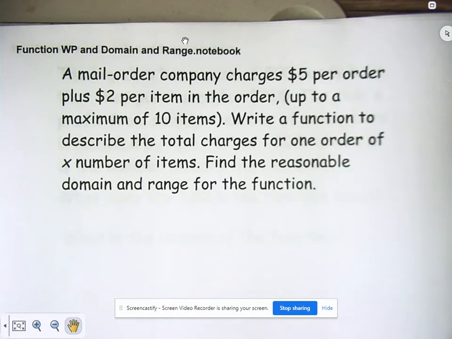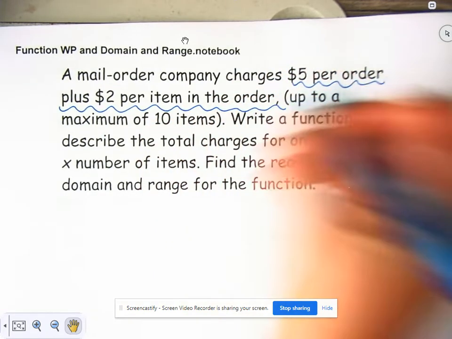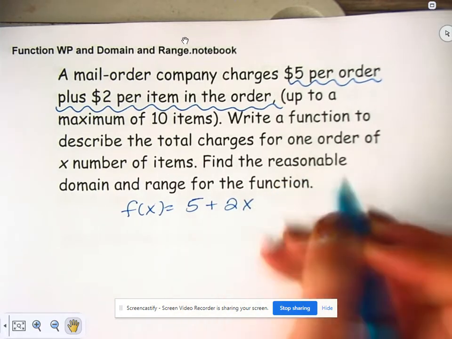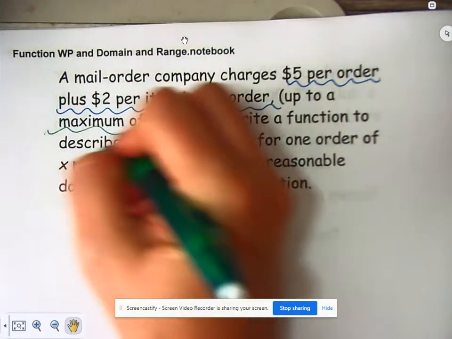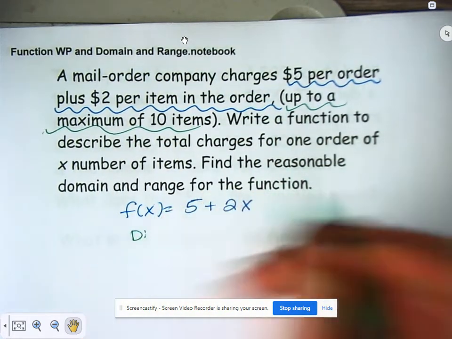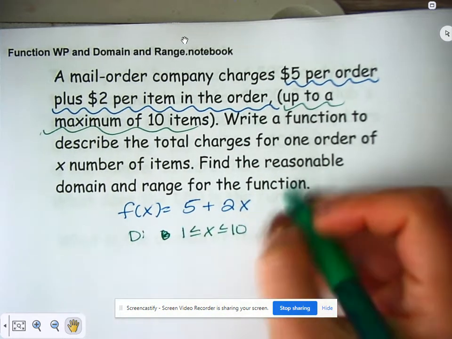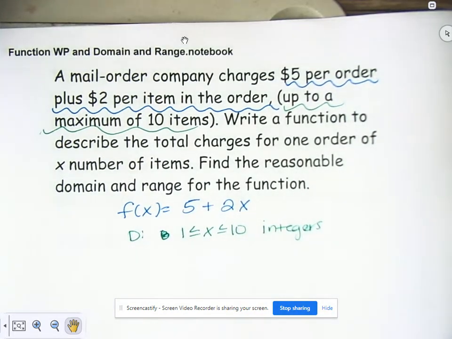All right, a mail order company charges $5 per order plus $2 per item in the order. Okay, so here's our equation. $5 per order. So $5 if you place an order plus $2 per item. Up to 10 items. So our maximum is 10. So this is part of our domain. Our domain is going to be from 1 to 10. And the reason I didn't choose 0 here is because they're not going to mail you anything or charge you anything if you didn't order anything. So 0 doesn't make sense in the problem.